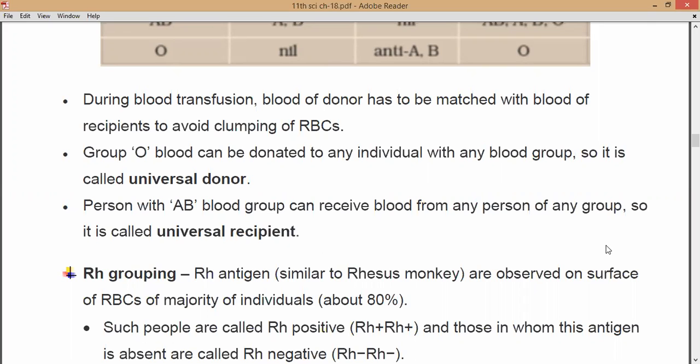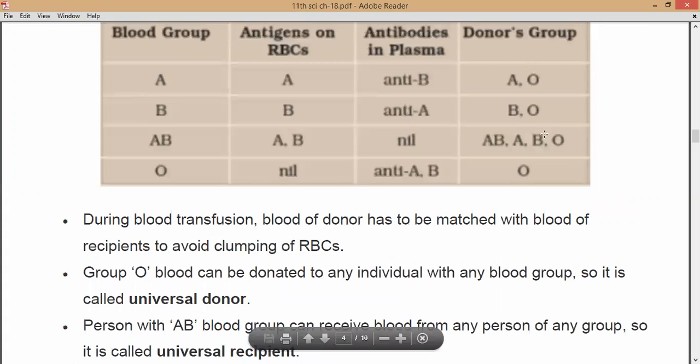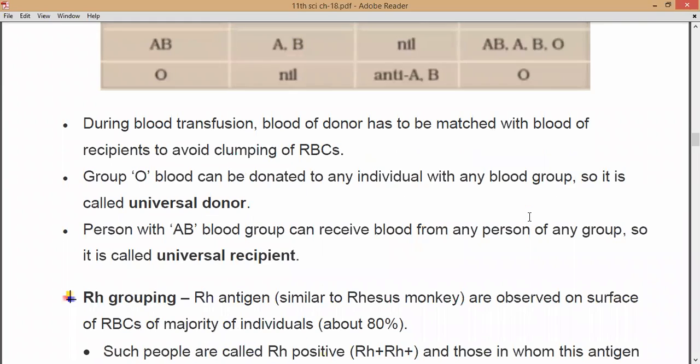As you know, here you can see the donors group. In the donors group, in every column, right, here it is O group. That means the person or individual who has O blood group can donate to any individual with any blood group. For this reason, as that person can donate blood to any individual, blood group O is known as universal donor.